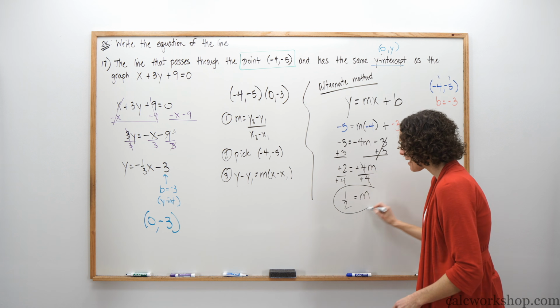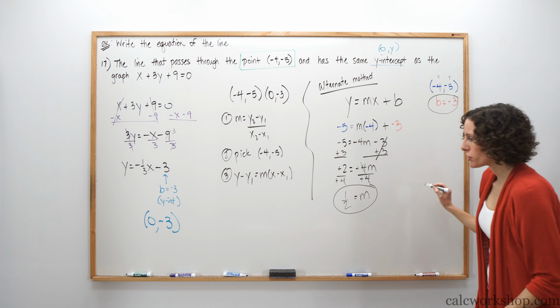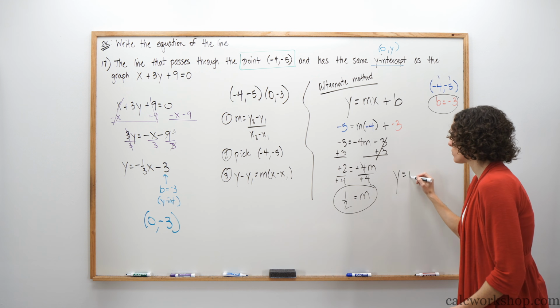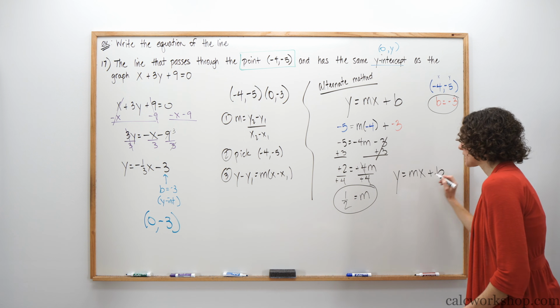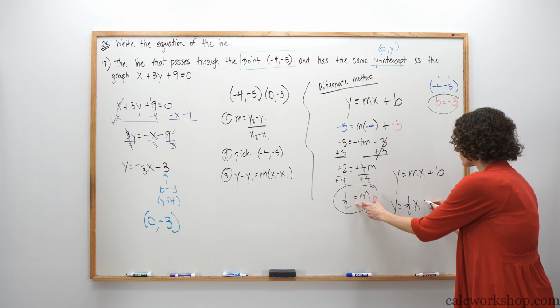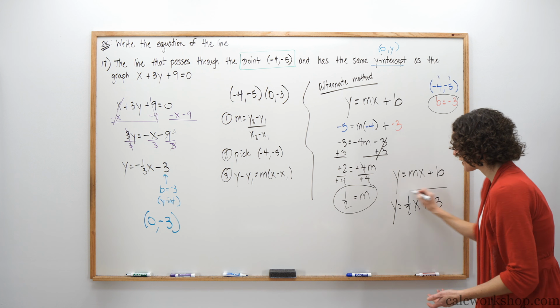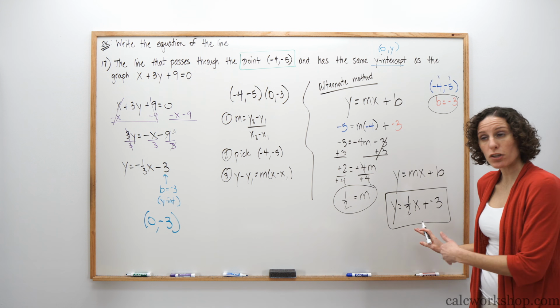So now I have m, and I have b. I can write the equation. y equals mx plus b. y equals 1/2 x minus 3, and this is the equation of the line.